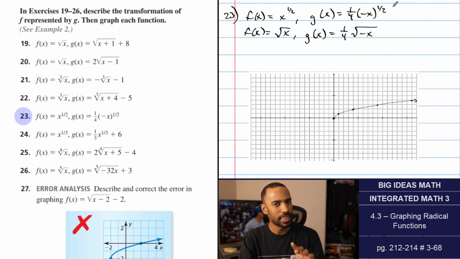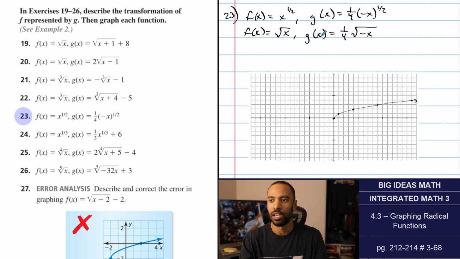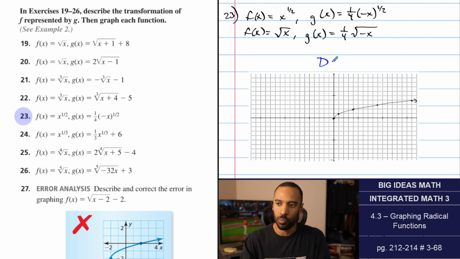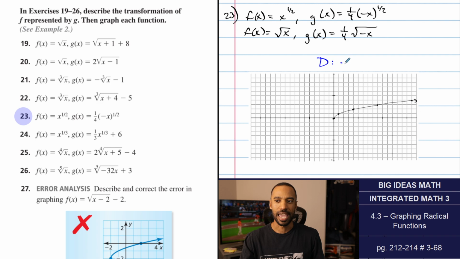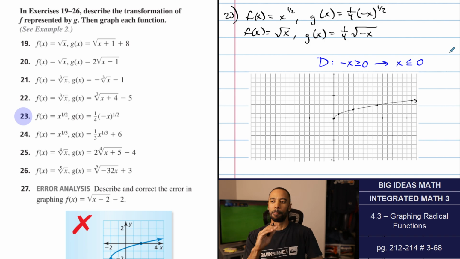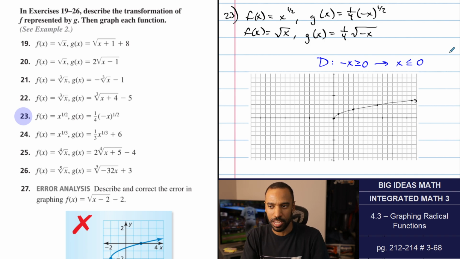If you don't understand that part, let's talk about domain instead. Remember, the thing we're taking the square root of has to be greater than or equal to 0. So -x has to be greater than or equal to 0. Well, how do you solve for x in a scenario like this? -1 is multiplying by x, so you divide by -1. What does that become? x and 0, but you flip the inequality. This is your domain. Your x values have to be less than or equal to 0.